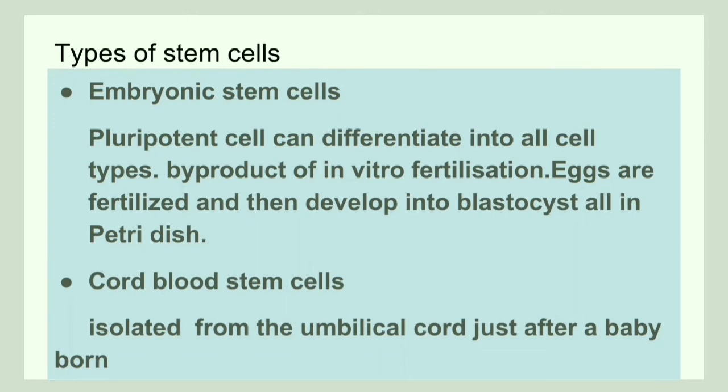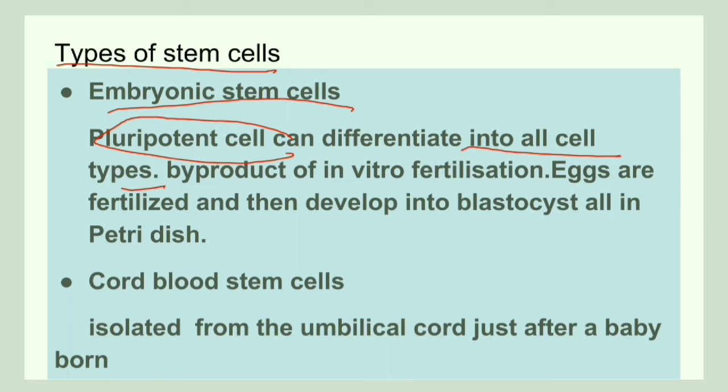Now we will discuss the different types of stem cells. First is the embryonic stem cell. The embryonic stem cell is a pluripotent cell. That is, it can differentiate into all cell types. As we learned earlier, a pluripotent cell can give rise to the whole body. These embryonic stem cells are a byproduct of in vitro fertilization. That is, the fertilization of the egg and the development until the blastocyst is done in a petri dish.